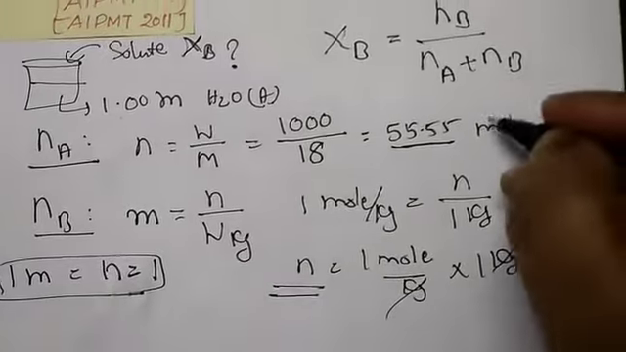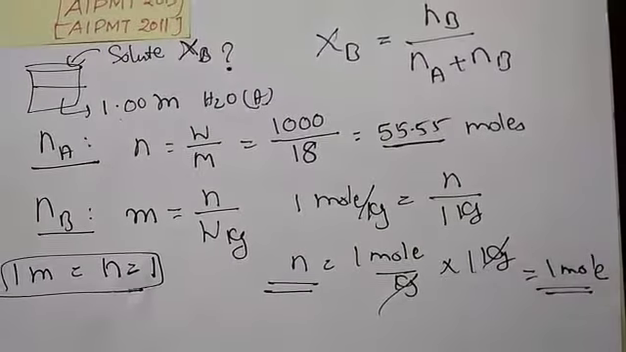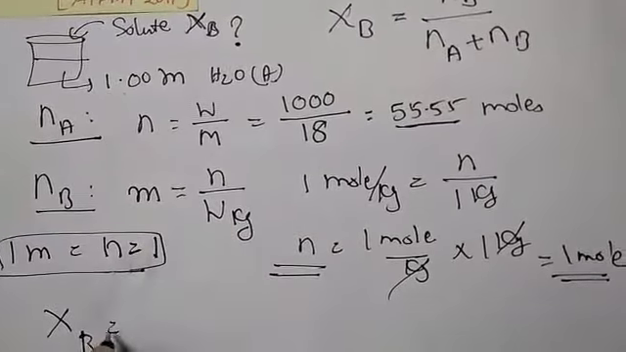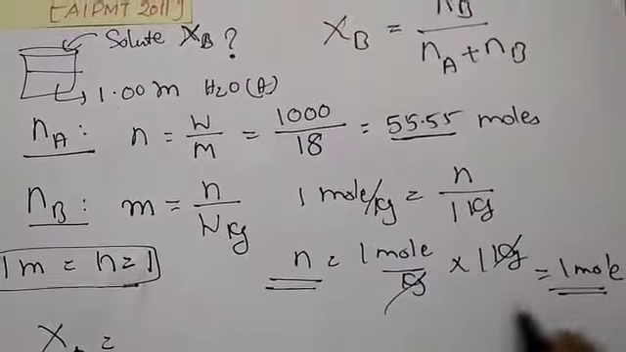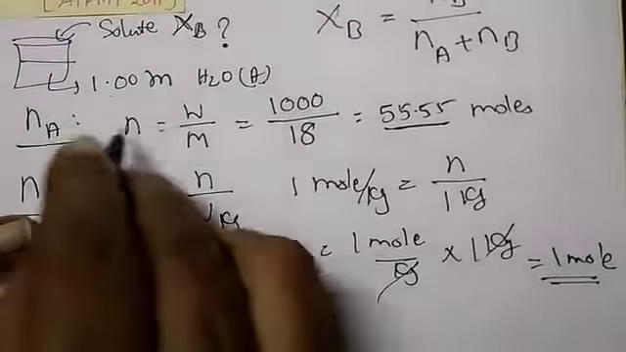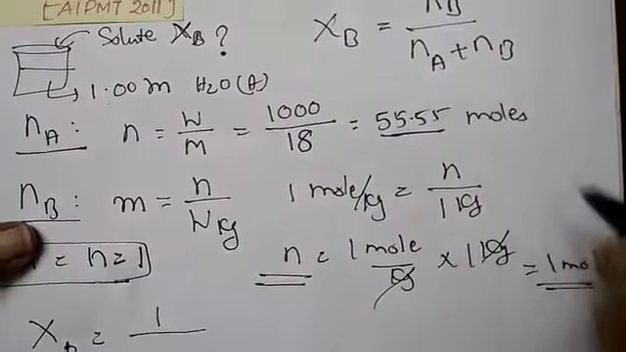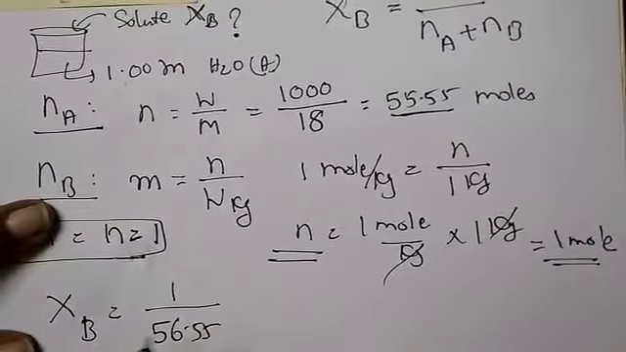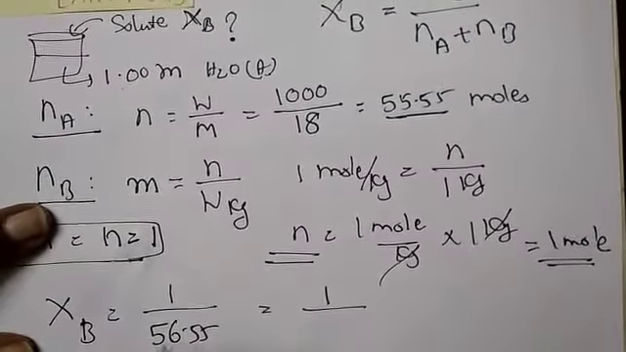Now this should be in your mind at a glance. Now let us go to our final work: xB is equal to nB. So what is nB? It is written here: 1 divided by nA plus 1, that is 55.55 plus 1. So we can write it as 56.55, that is equal to 1 by 56.